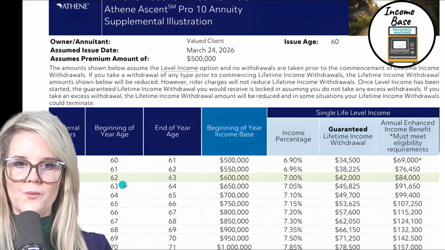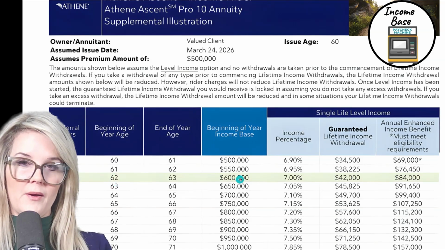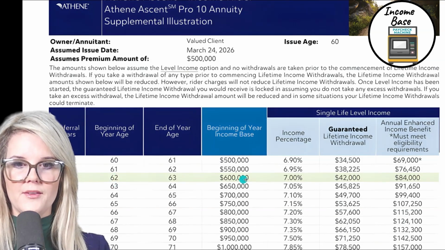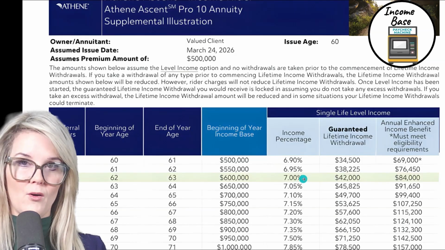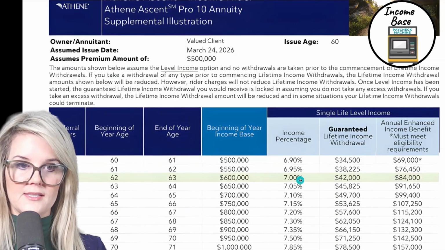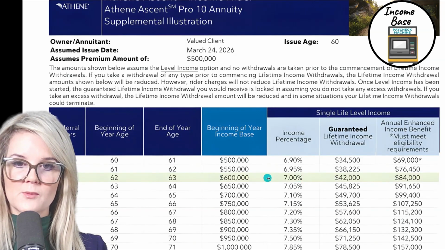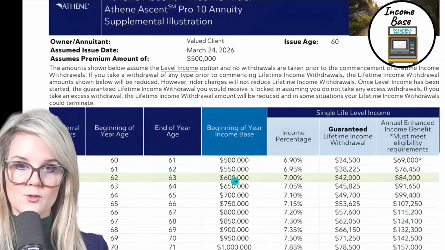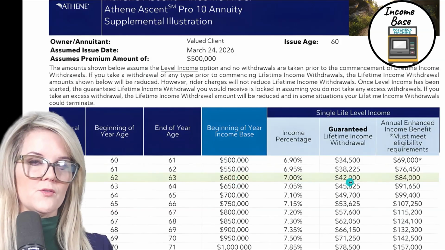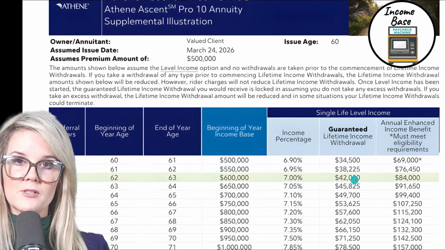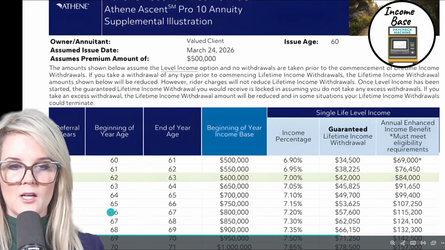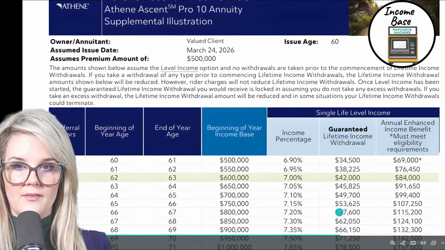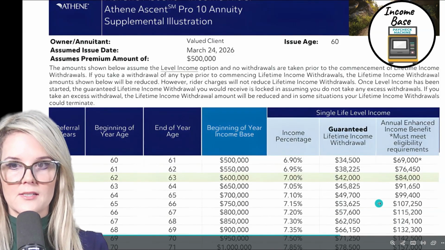He's 62. The way we know the amount of money he gets is that Athene says a 62-year-old will have a 7% payout when they turn 62. What that means is you multiply 7% times $600,000, and that gets you $42,000. That's how much money he'll get every year until he dies. Now, what if he had decided, I think I want to wait till I'm 66 to turn on the income? He certainly could have done that, and he would have gotten $57,600 every year.